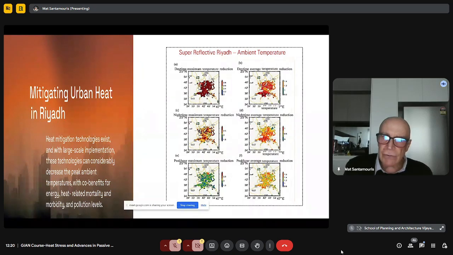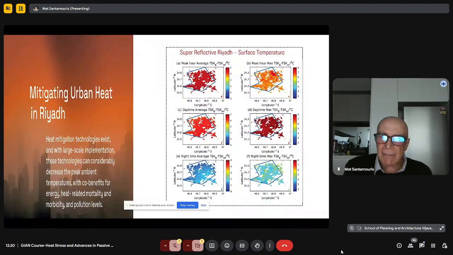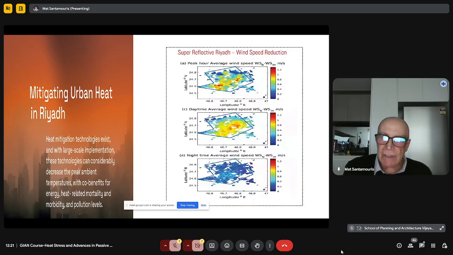So we've seen that the use of supercool materials really helps a lot to decrease the temperature, but at the same time decrease the surface temperature by 8, 9 degrees. And you may ask me, but before you had 8, 9 degrees, so why do you now have the same by using more sophisticated materials? Because now we don't treat the pavements and all the other structures of the city. We use only supercool materials at the roof level.